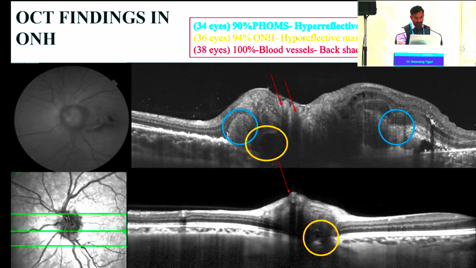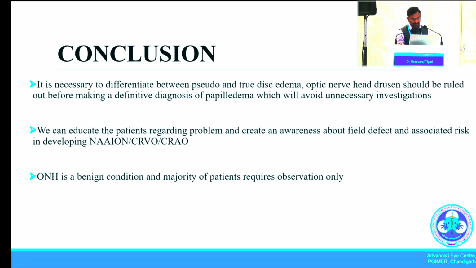OCT is a novel technique to identify the presence and locate the site of the optic nerve drusen. 90% of eyes had PHOMS adjacent to the optic nerve head and 94% of eyes had a hyperreflective mass above the lamina. Conclusion: it is necessary to differentiate between pseudo and true disc edema, and optic nerve drusen should be ruled out before making a definitive diagnosis of papilledema. We can educate the patient and create awareness about the field defect and the associated risk of developing complications associated with optic nerve drusen. Optic nerve drusen is a benign condition and a majority of patients require observation only.